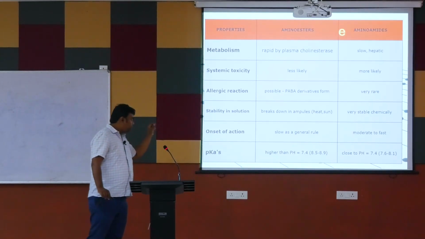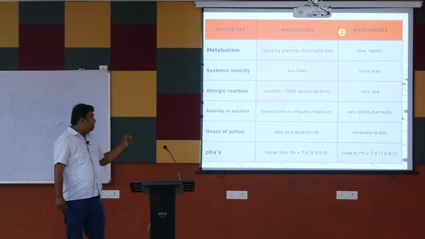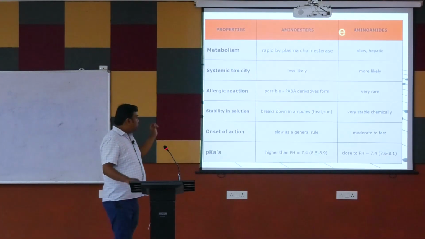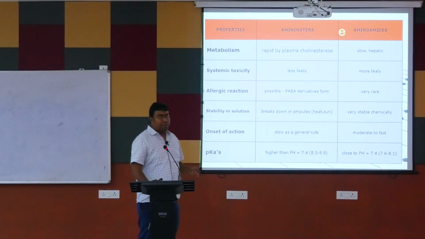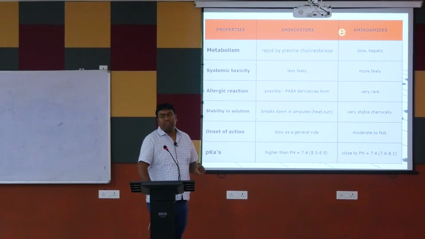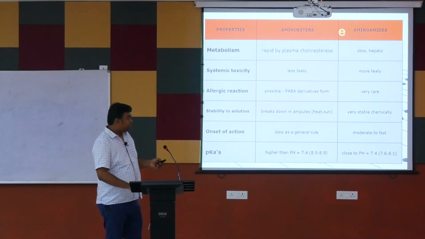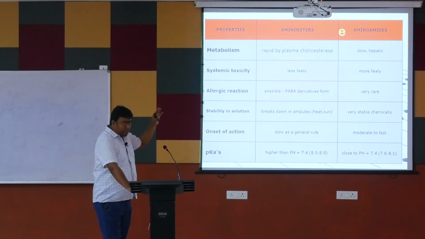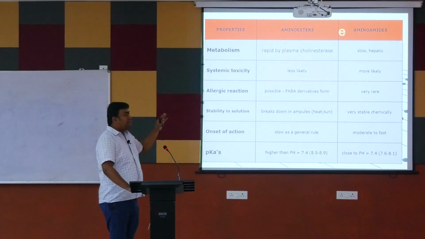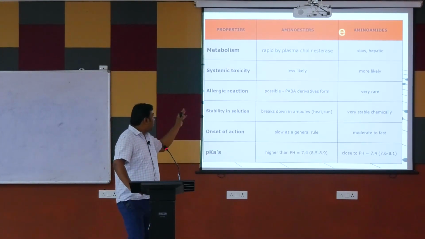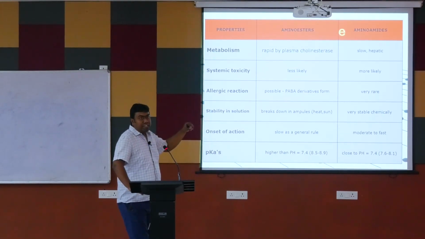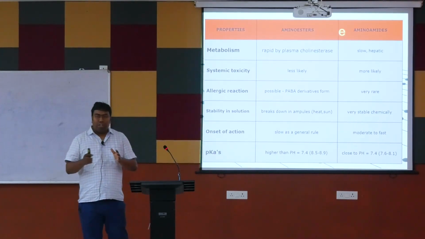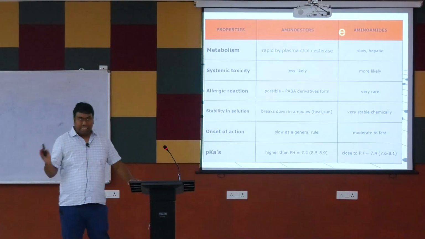Now stability. Esters are less stable. They have a slow onset, and they are rapidly metabolized by sodium pseudocholinesterase. Whereas amides are metabolized in the liver. They have a moderate onset, which is faster than ester. They more commonly produce toxic effects than allergic effects.